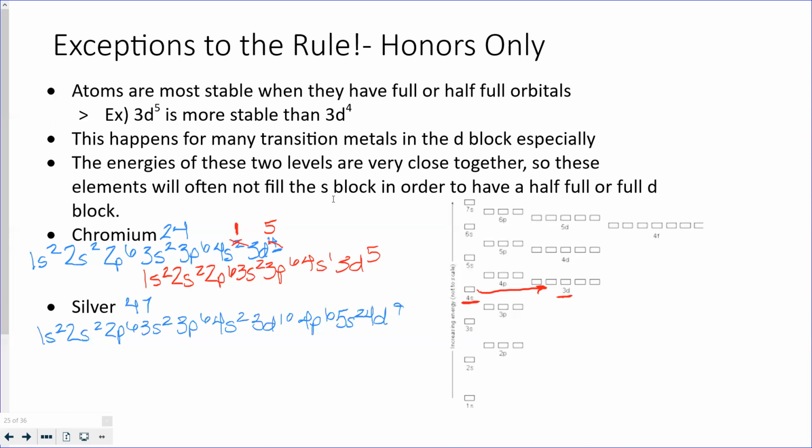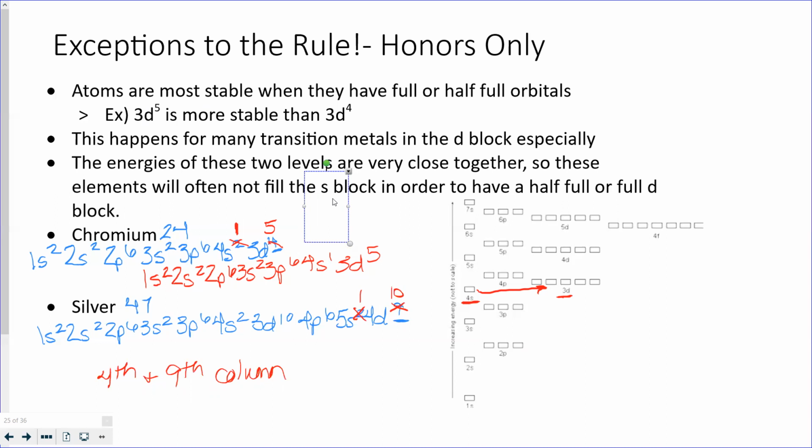So yet again, remember D is going to be most stable if it has 5 electrons or 10. Whenever it has 9, it's not very stable. It would be more stable if it had 10. So it will steal one from that S block and make this 10. And this only happens in the 4th and 9th column of the D block. So you're going to see this with where chromium is, that column going down.